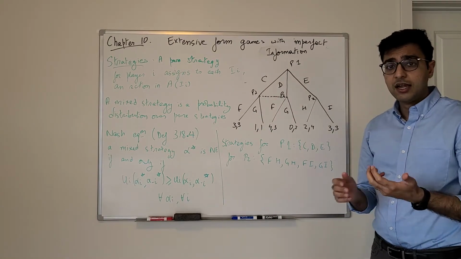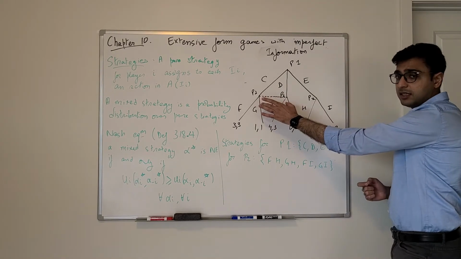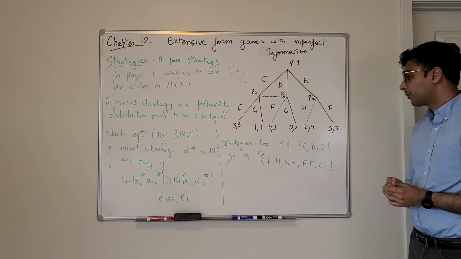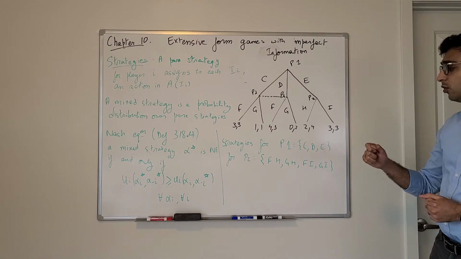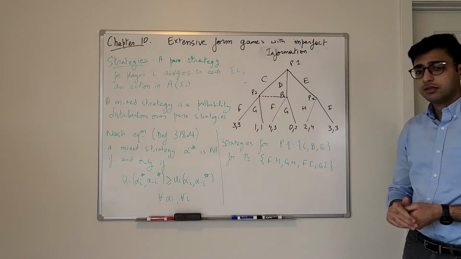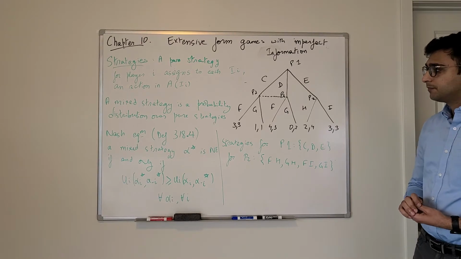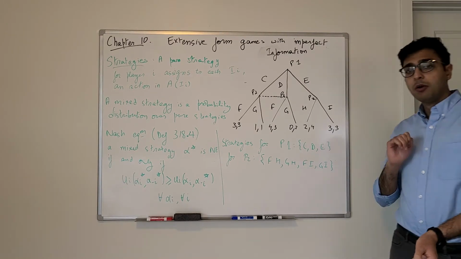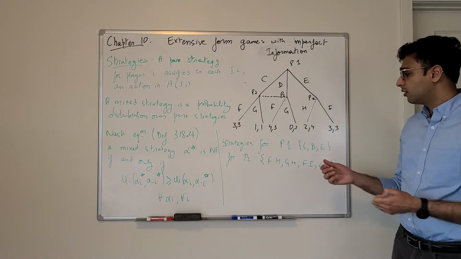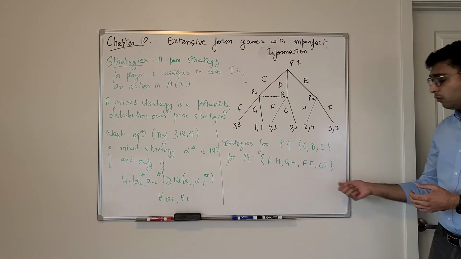For player 2, the strategy has to specify what player 2 does in this information set, which contains C and D, and what player 2 does in this information set, which only contains E. And so for player 2, the strategies will be either FH, that's a valid strategy, playing F here and H here, GH, FI, or GI. A mixed strategy is just a probability distribution over pure strategies. So a mixed strategy here could be playing a mix between FH and GH, or playing a mix between all four of them.